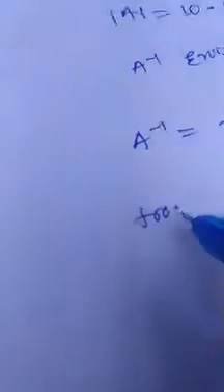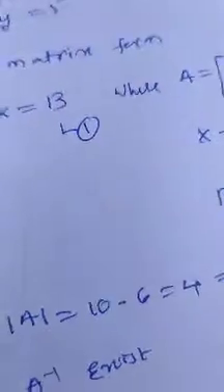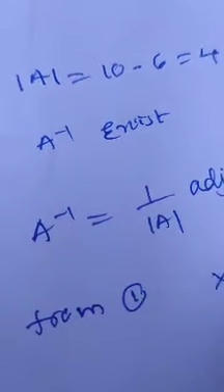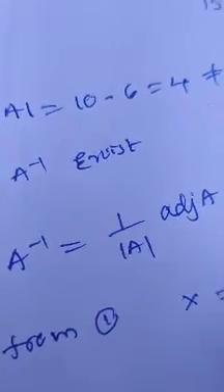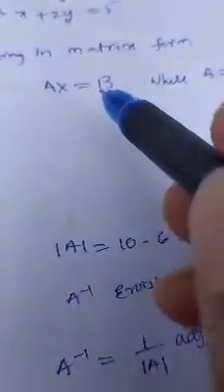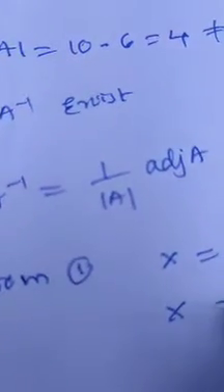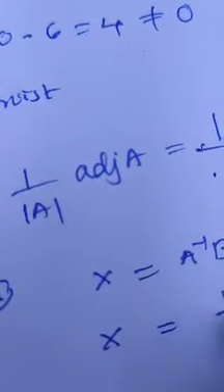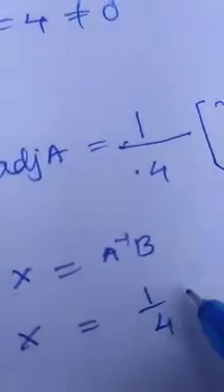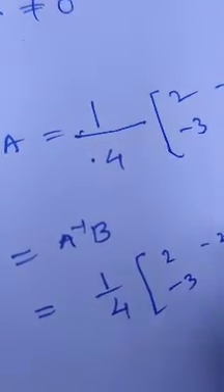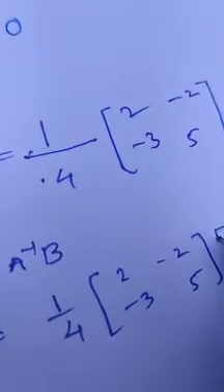Now from equation 1, we know X equals A inverse into B. So by pre-multiplying with A inverse, you will get X equals A inverse B. Right? Now to get X, A inverse matrix. What is the A inverse matrix? 2, minus 3, 5 into the B matrix. What is the B matrix? 3, 5.